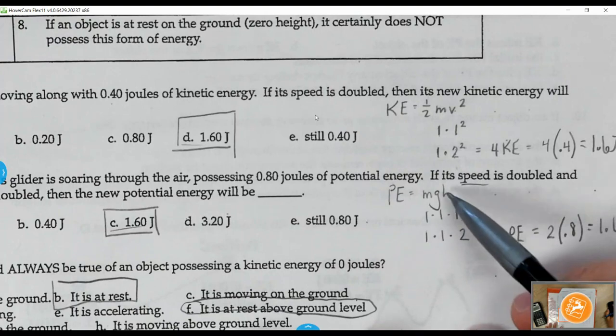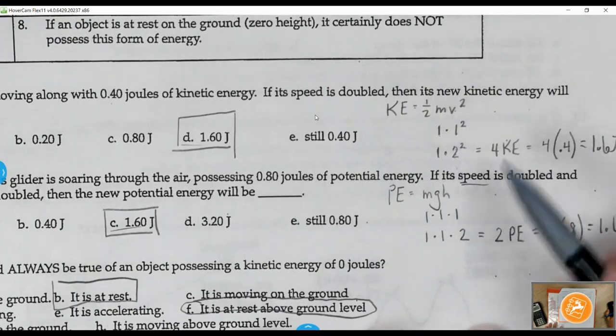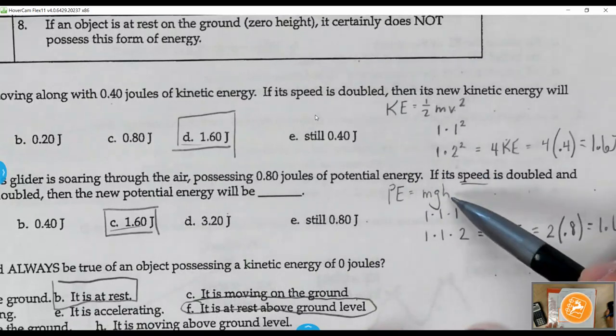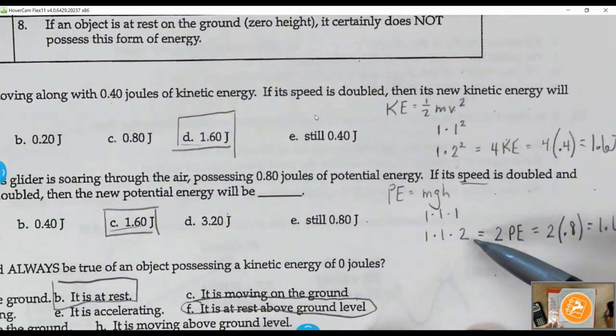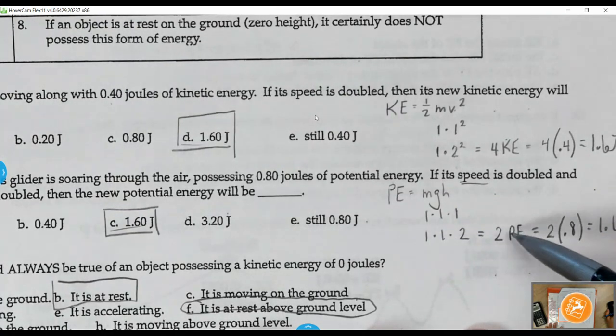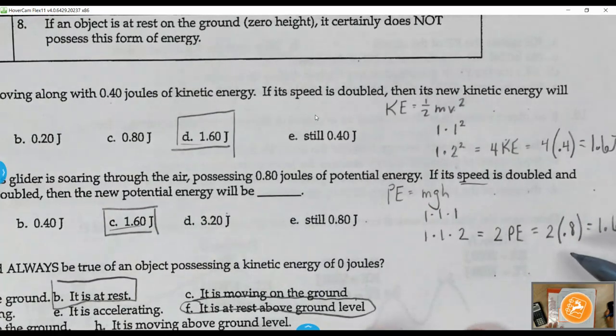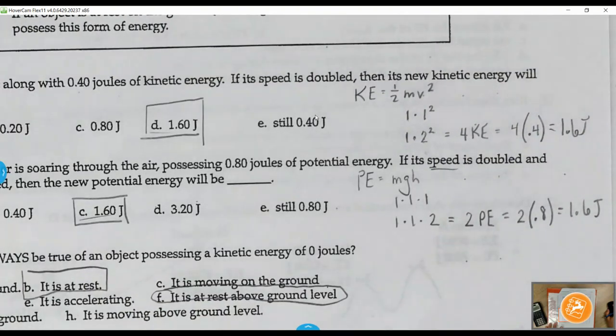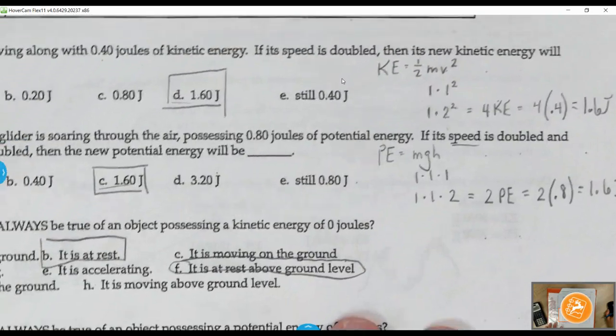And only change the variable that they tell you they are talking about. In this case, height is the one that's doubled. So this 1 underneath the h, we make it a 2. Gravity didn't change, mass didn't change. So 1 times 1 times 2 is 2 times the original potential energy. If the original potential energy was 0.8, you're going to do 2 times that. 2 times 0.8 is going to give us 1.6 joules worth of energy.